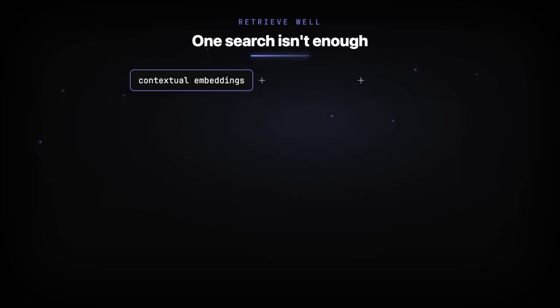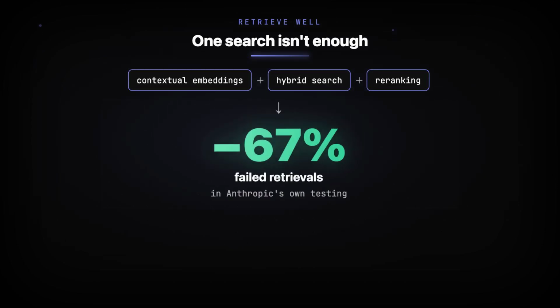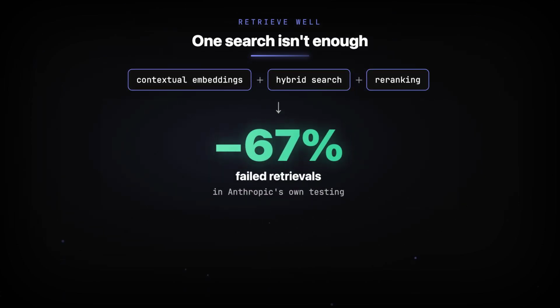Stack all of it, contextual embeddings, hybrid search, and a re-ranker. And in Anthropic's own testing, failed retrievals drop by about two-thirds.